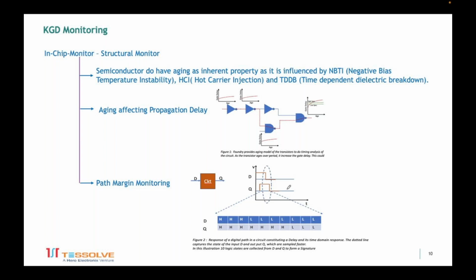And of course, this is only a simulation. We could do HAST to accelerate it, but the device actually aging naturally versus accelerated aging, there will definitely be a difference. So such path margin monitoring would be of help for very, very high integration, like using chiplets.